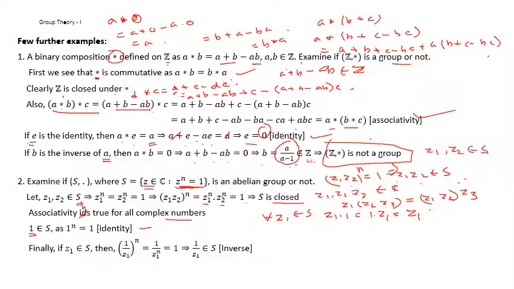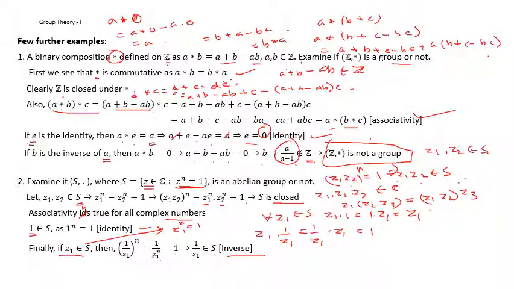Finally, যদি z1 S এর মেম্বার হয়, তাহলে 1 by z1 to the power n যদি আমরা করি is nothing but 1 by z1 to the power n. But z1 belongs to S. That means z1 to the power n is 1. So this is 1 by 1, that is 1. তার মানে 1 by z1 belongs to S. আর আমরা জানি z1 into 1 by z1 equal to 1 by z1 into z1 equal to 1. That means z1 is the inverse of 1 by z1. 1 by z1 is the inverse of z1.